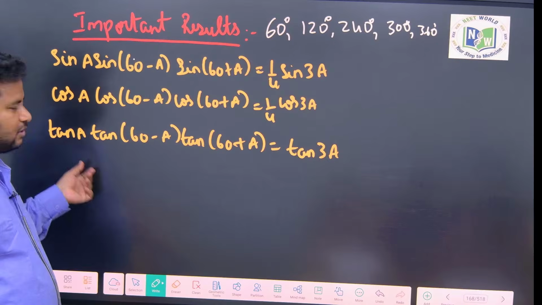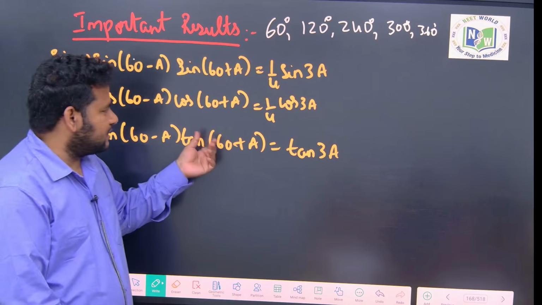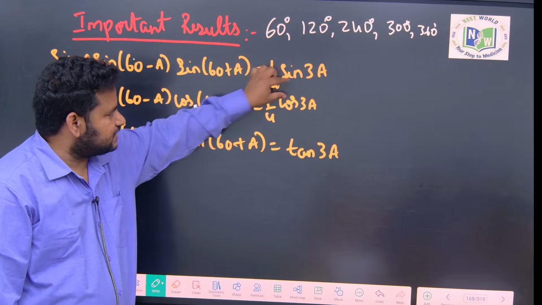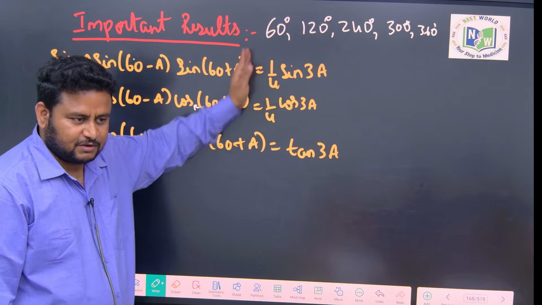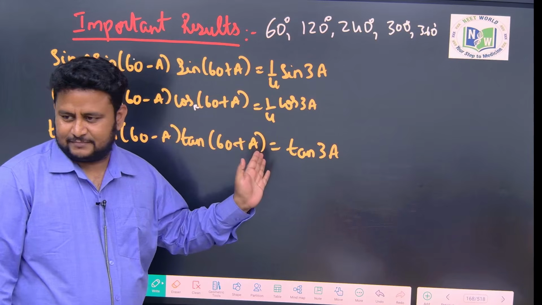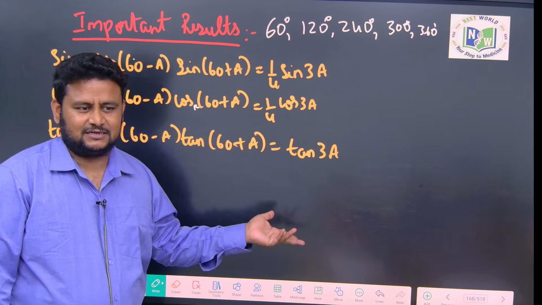So tan will be what? Tan will be the same thing. I can write it as sin by cos. Correct? So this is 1 by 4 sin 3a divided by 1 by 4 cos 3a. The 1 by 4 cancels and I will have only tan 3a. 1 by 4 won't be there. Why won't 1 by 4 be there? It will get cancelled.